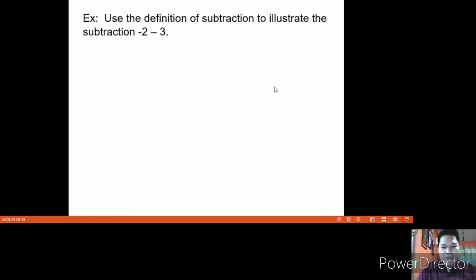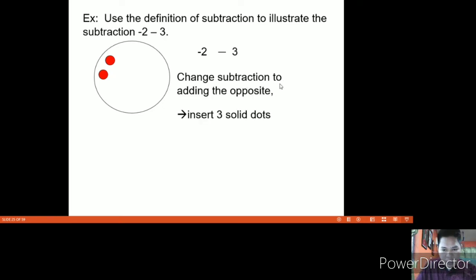Use the definition of subtraction to illustrate subtraction negative 2 minus 3. So negative 2 minus 3, change subtraction to adding the opposite. Insert 3 solid dots. So again, negative 2 minus 3 is the same as minus change into plus and positive 3 change into negative. So we have here, insert 3 solid dots because 3 here becomes negative. So negative 2 plus negative 3, they have the same sign.